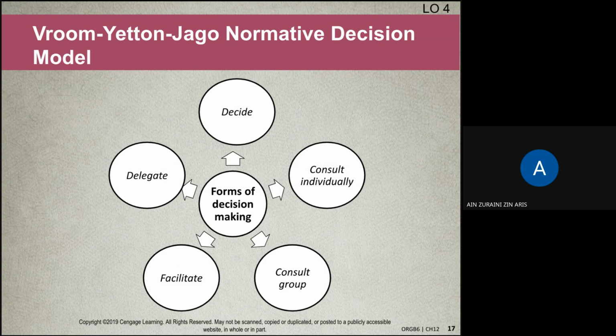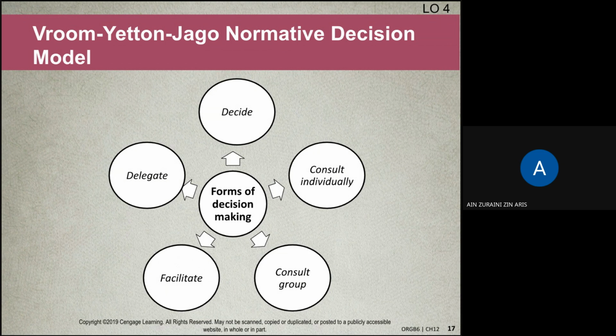Okay, this model argues that no single decision-making style is best in all situations. So the leader's job is to choose the right level of participation, ranging from making the decision alone to involving the whole team, depending on the situation. This model provides a structured, step-by-step approach that can help leaders to determine who should be involved in a decision, how much input should others have, and what decision style will lead to the best quality decision and the highest commitment.